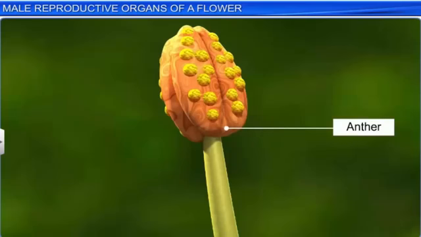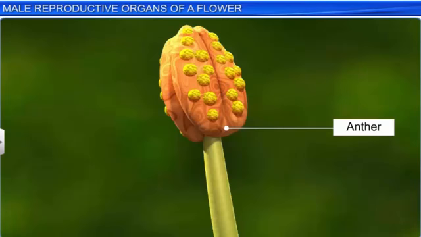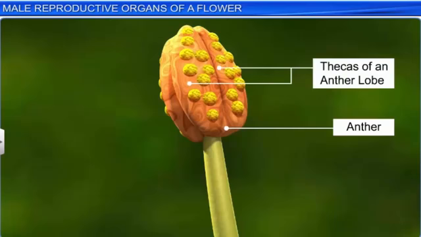The anther, on the other hand, is bilobed in nature, with each lobe being dithecous or consisting of two thecae that are separated by a longitudinal groove that runs through the anther.